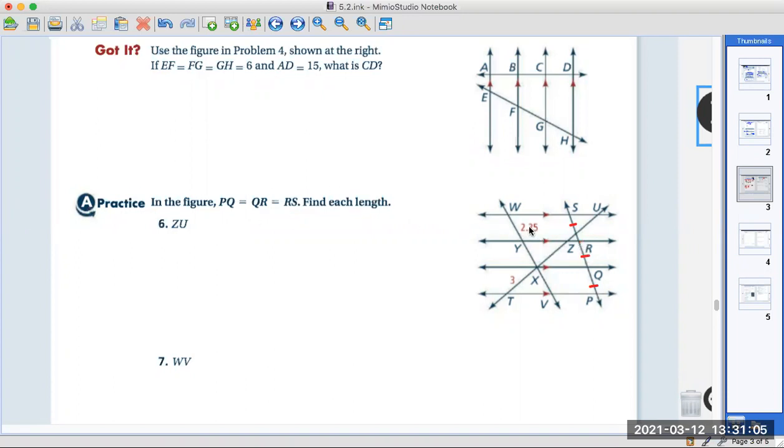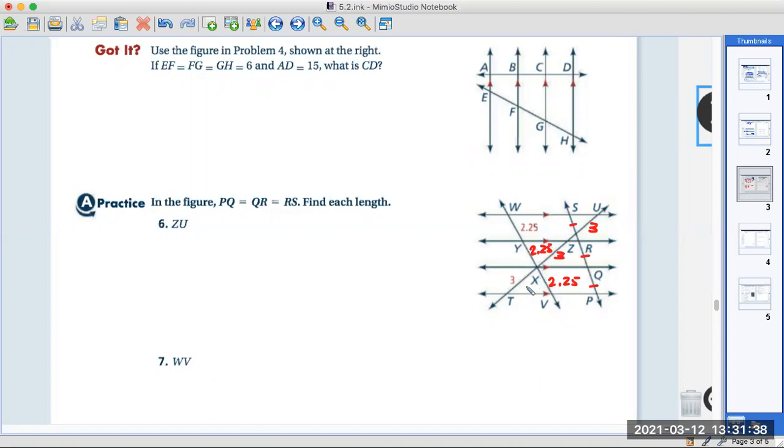Find each length. So what do we have here? All of these are equal. So this was 2.25, this is 2.25. This is 3, then this is 3, and this is 3. But they're not giving us any clues about these. There's no number anywhere. So all I can find are this, this, this, this, this.